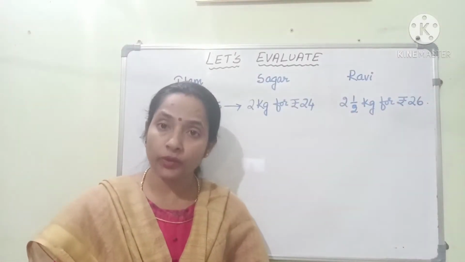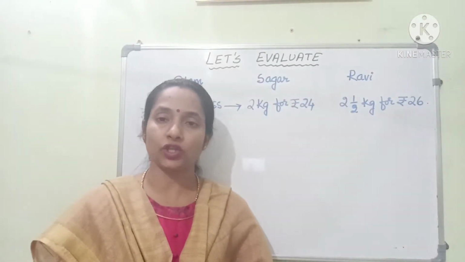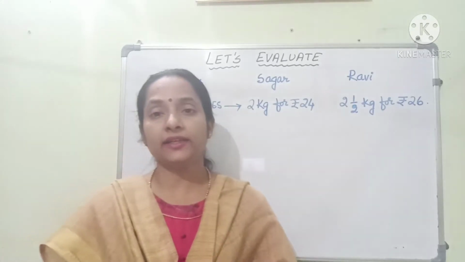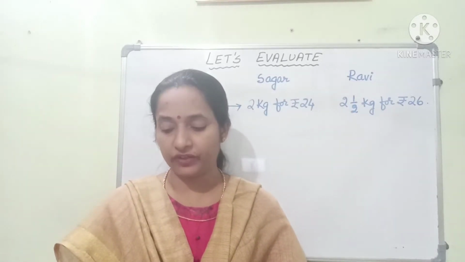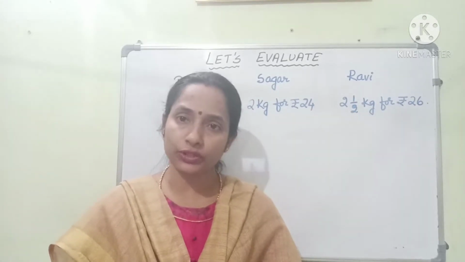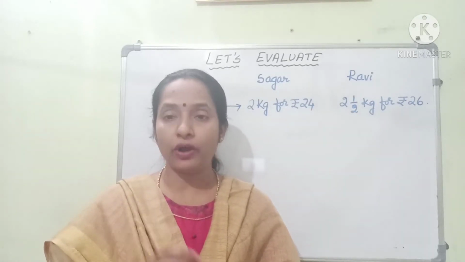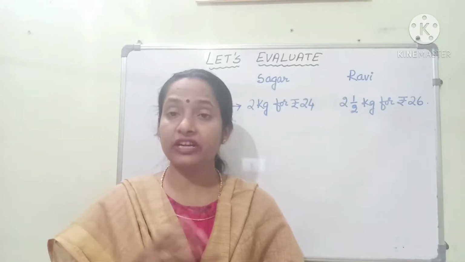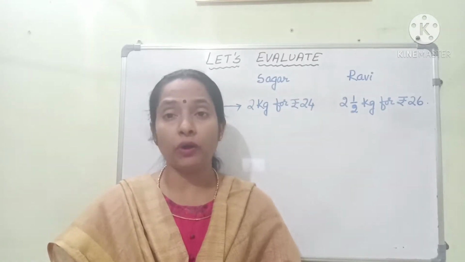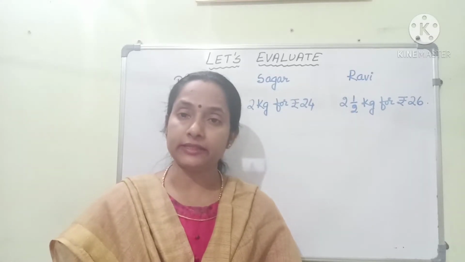Students, now we will discuss question number 6 of Let's Evaluate. Sagar and Ravi went separately to the weekly market with their mothers to purchase fruits and vegetables. They bought the following items separately at different prices. Who bought the items cheaper?